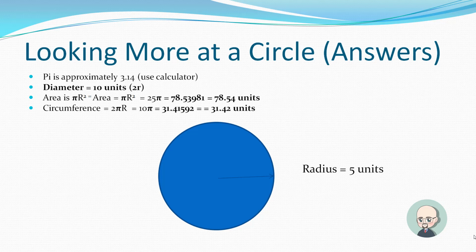Circumference is 2 pi r. That's equal to 2 times pi times r, which is 5. Remember the commutative property. We can reorganize things. So that's going to be 2 times 5, which is 10. 10 pi equals 31.41592, which is 31.42 units when we round.